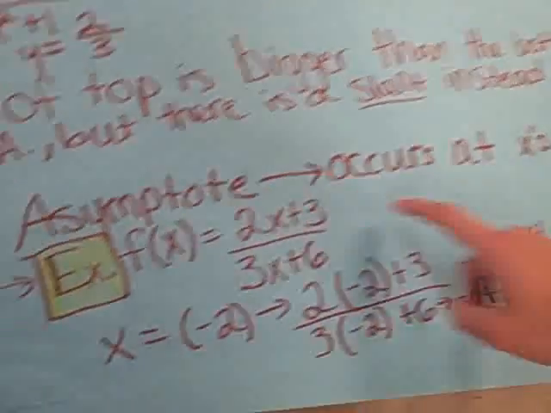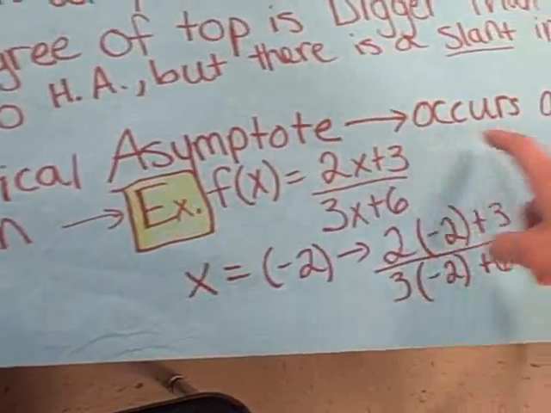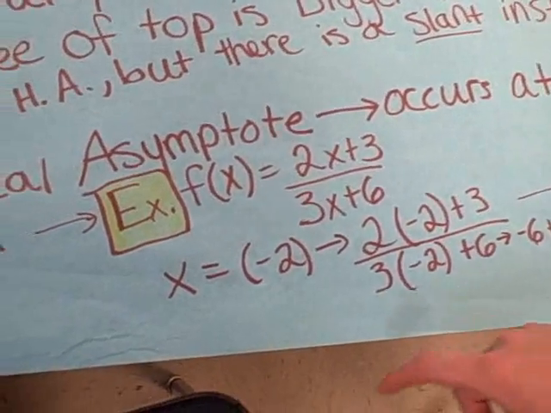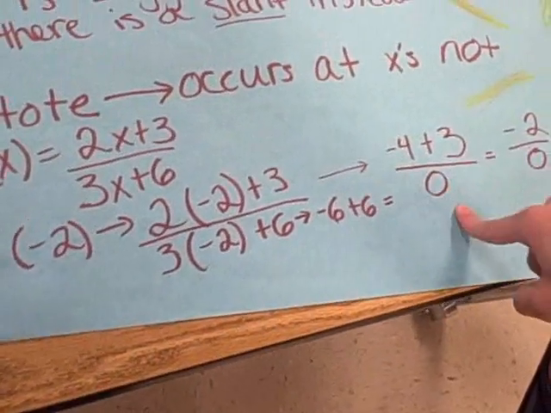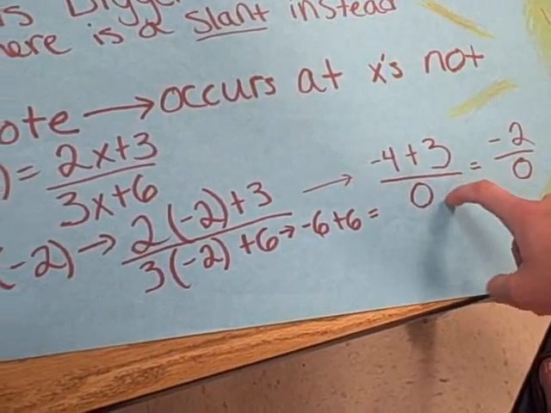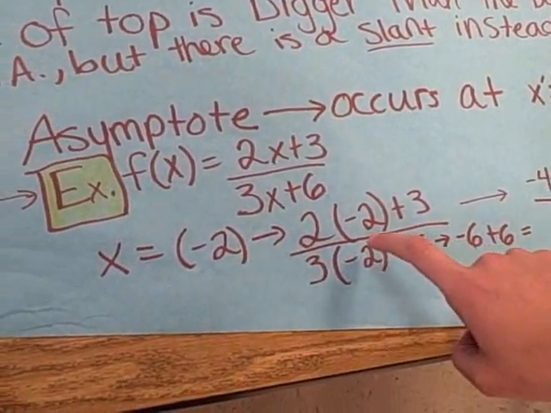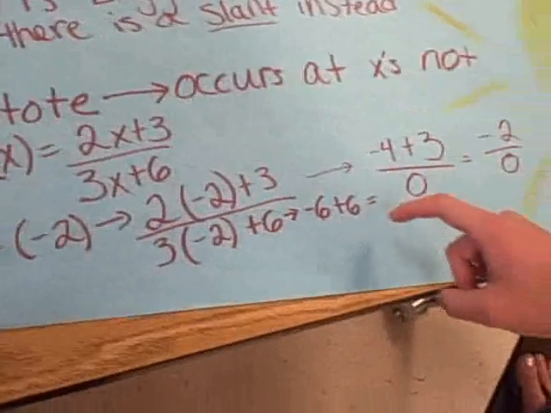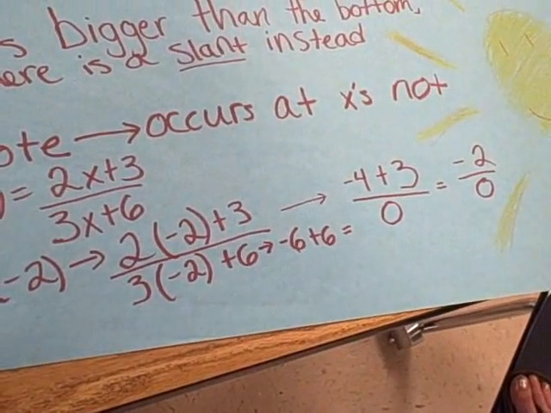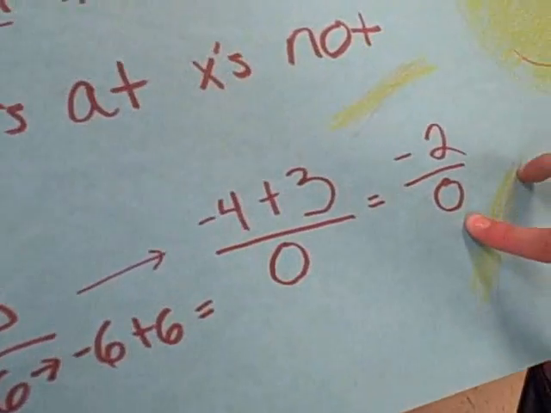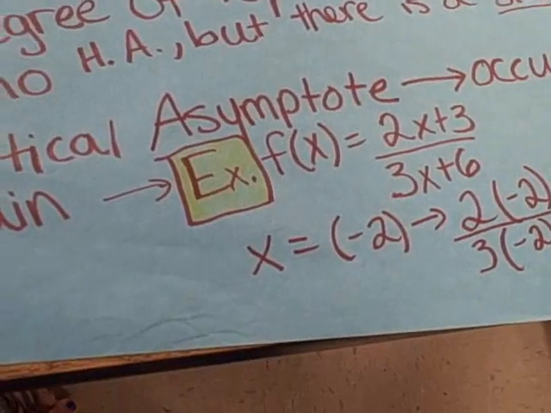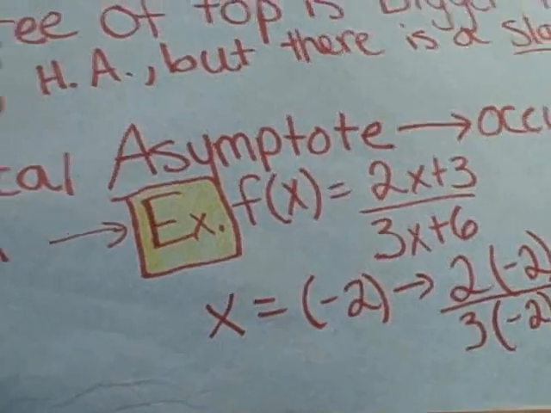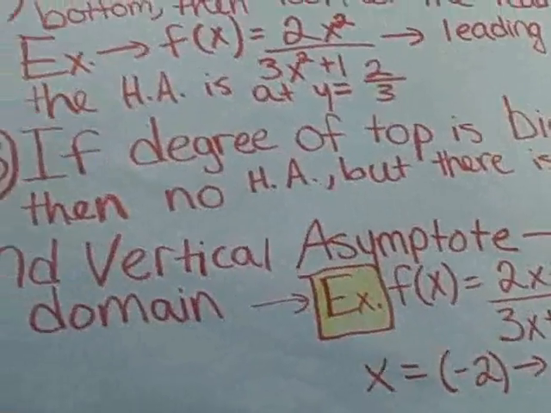To find the vertical asymptote, it occurs where x is not in the domain. f of x is 2x plus 3 over 3x plus 6. If you put in -2, you end up having 0 on the bottom, and that's what you want to find. So if you substitute in -2 for x, you get -4 plus 3 over 0, and that equals -2 over 0. So then your vertical asymptote is x equals -2, which is pretty self-explanatory, I think.